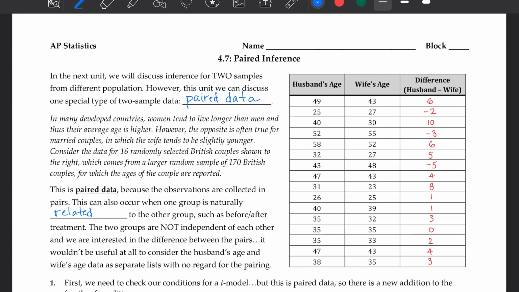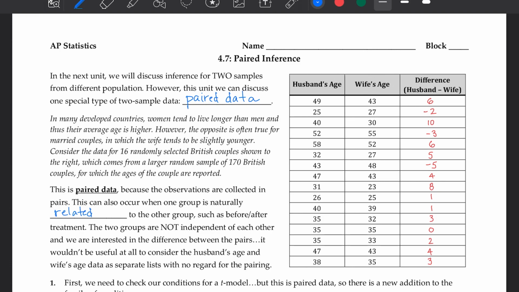So the two groups are not independent of each other. That'll be something we talk about a lot next unit: if we're getting two samples, they should be independent of each other. Here, they are not independent of each other. And so we're interested in those differences. That's why we're listing out the differences rather than treating them as two separate samples. So as we continue, what we need to do is check our conditions.